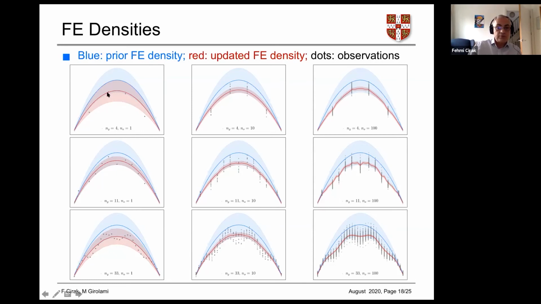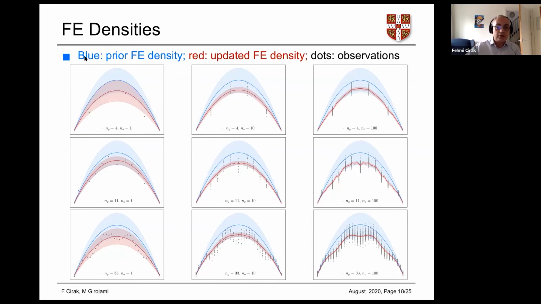And then we have here the dots, right? And dots are kind of sensor readings, okay? And now I've plotted here the updated finite element density, which we computed using this Bayes formula.